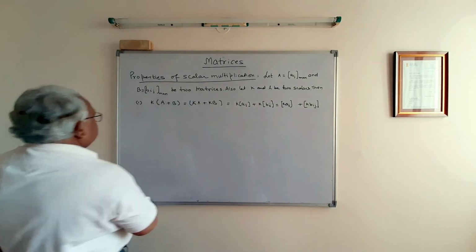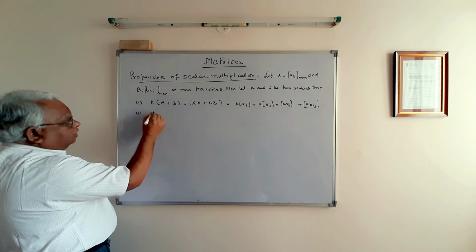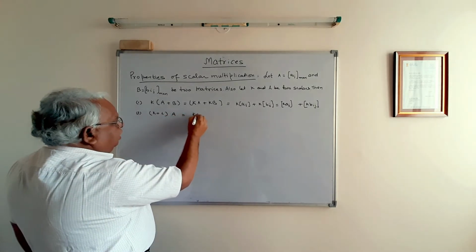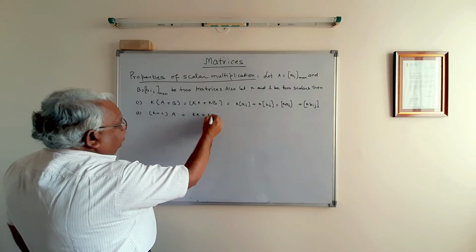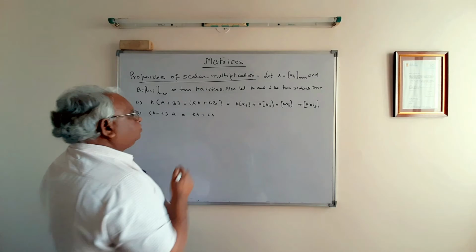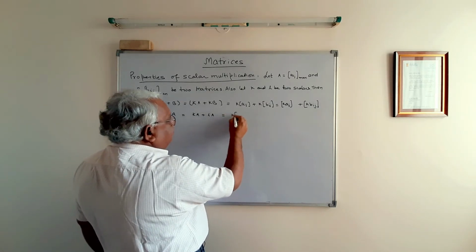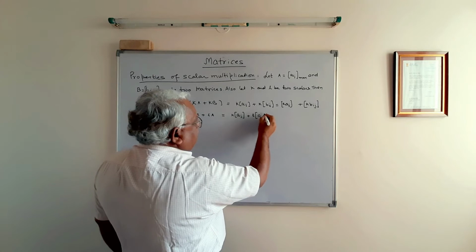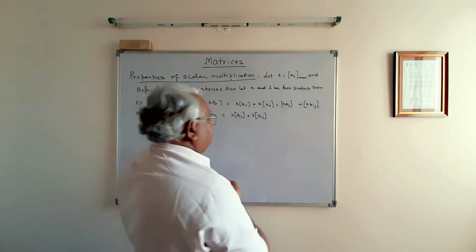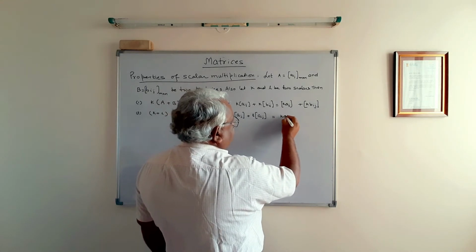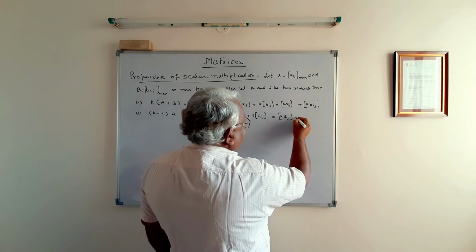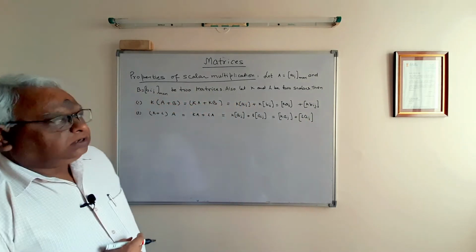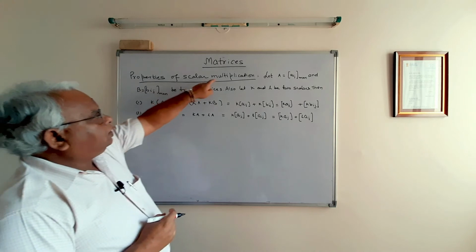This is the first property. The second property is (K plus L) times A is equal to K times A plus L times A, which can be further defined as K times Aij plus L times Aij, which can be further written as K times Aij plus L times Aij. So this is the first part, properties of scalar multiplication.